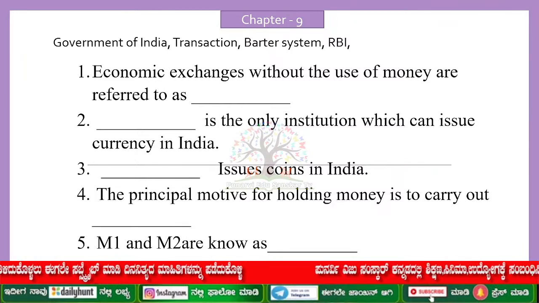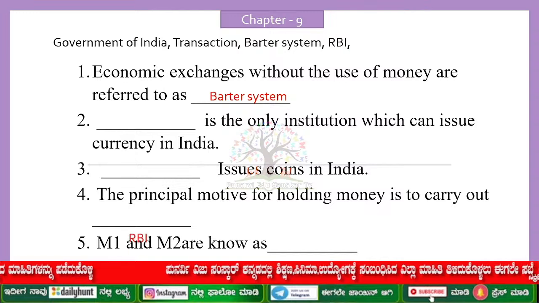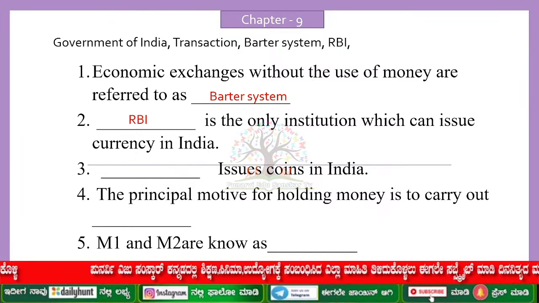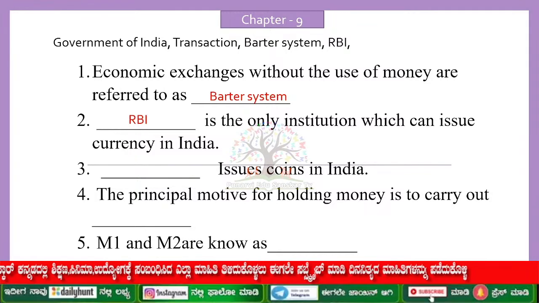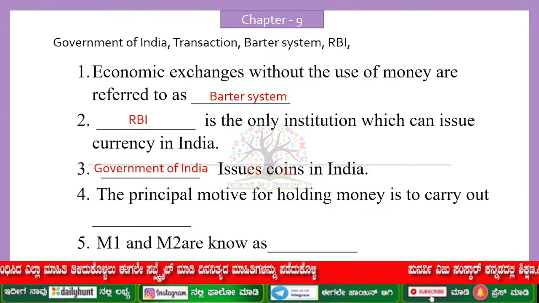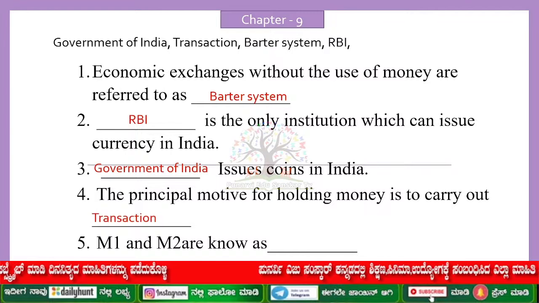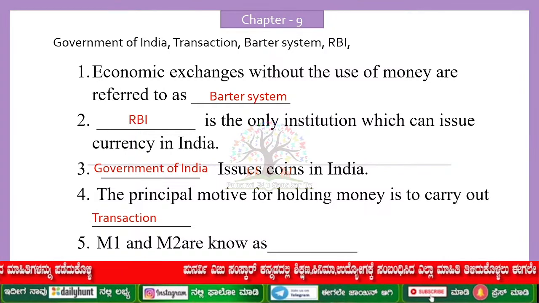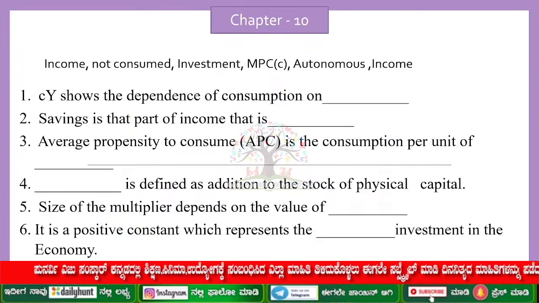Economic exchanges without the use of money are referred to as the barter system. RBI is the only institution which can issue currency in India. Government of India issues coins in India. The principal motive for holding money is to carry out transactions. M1 and M2 are known as narrow money.